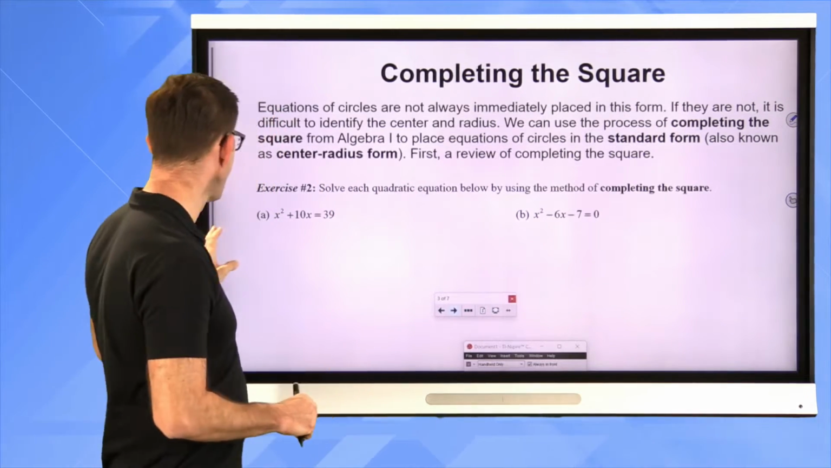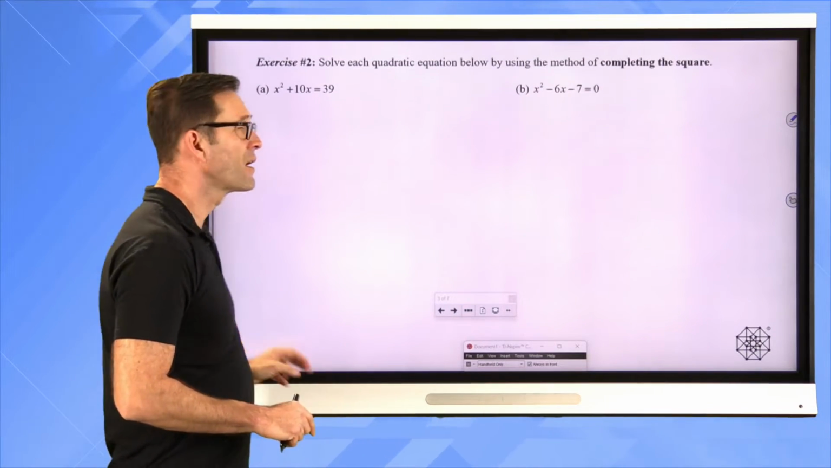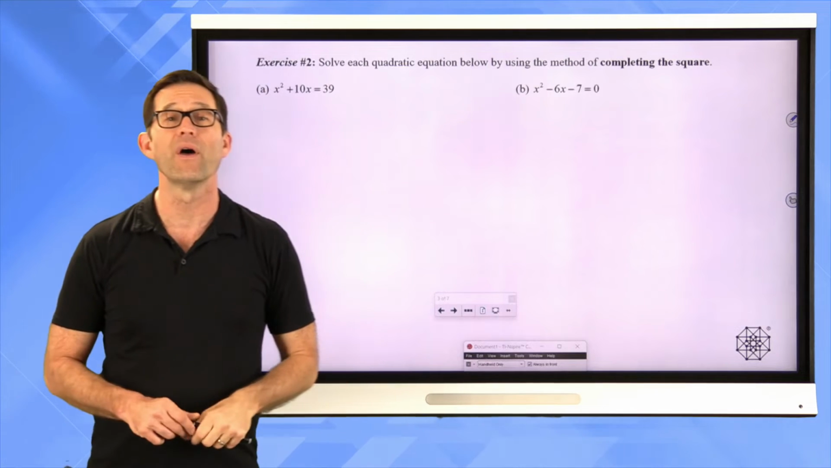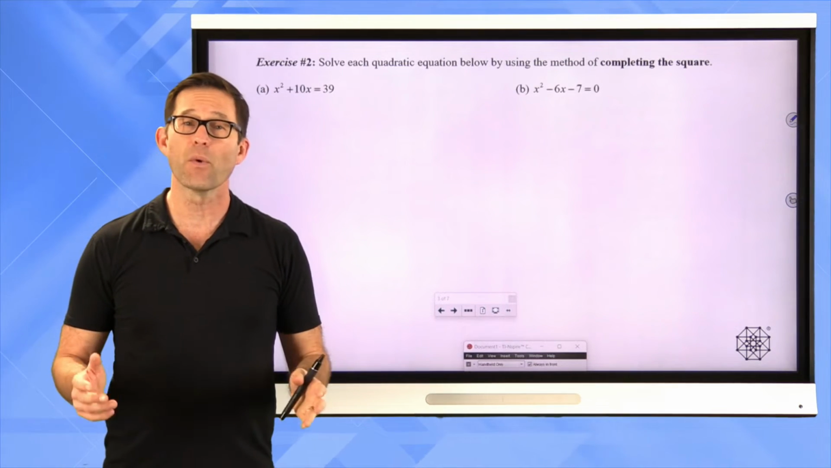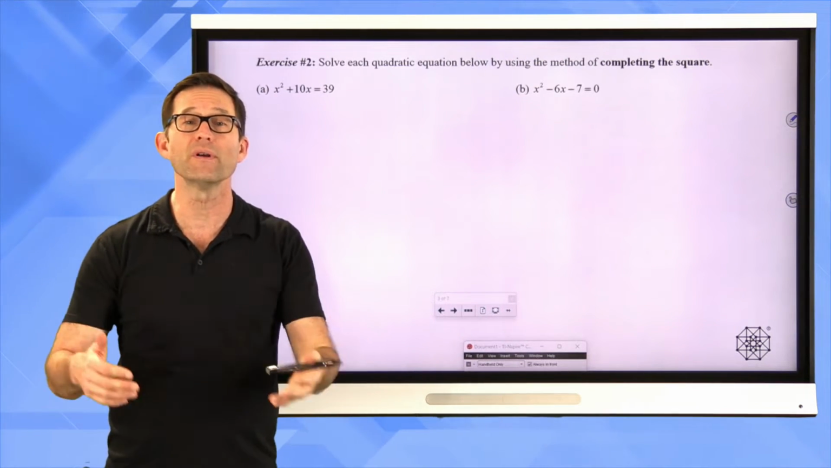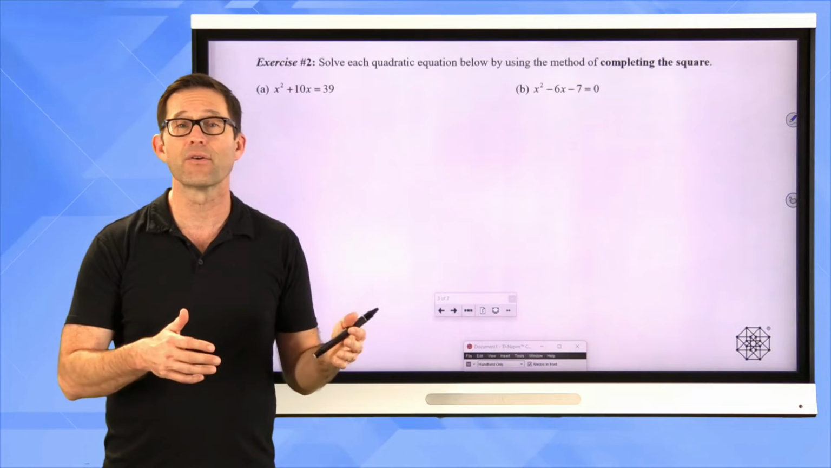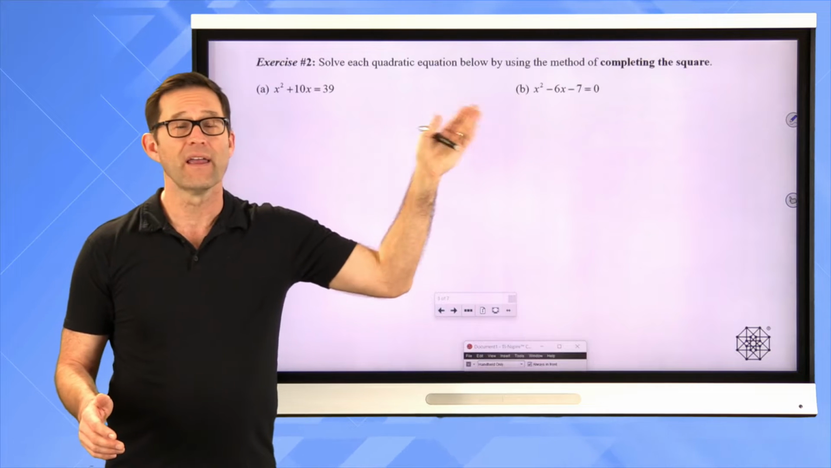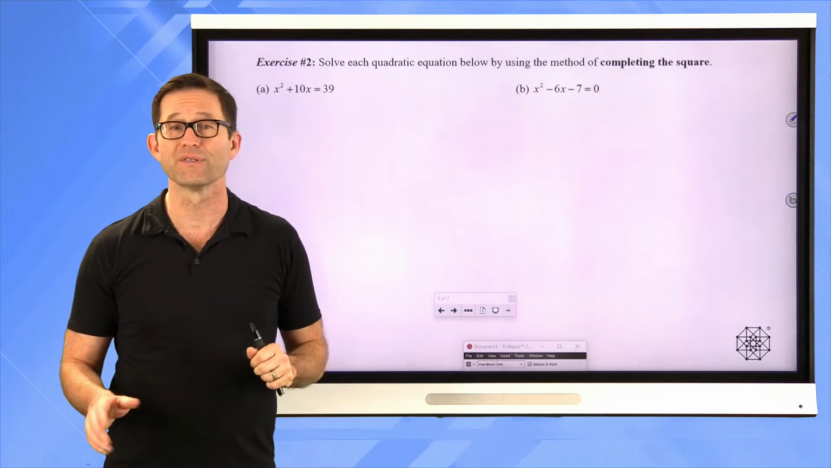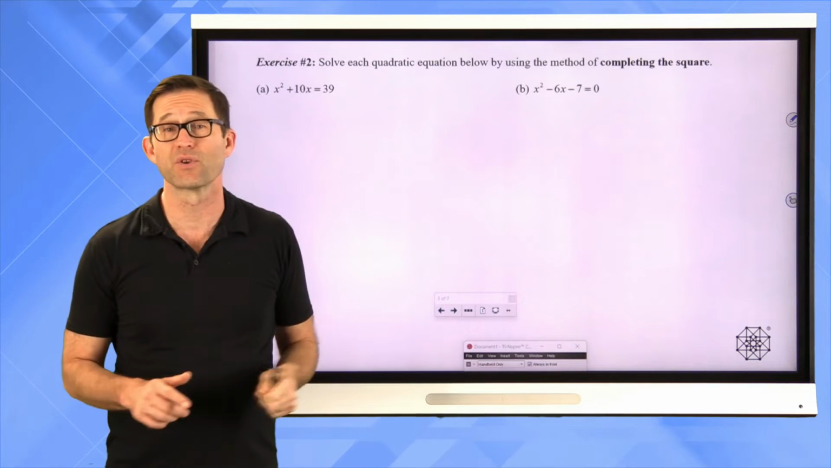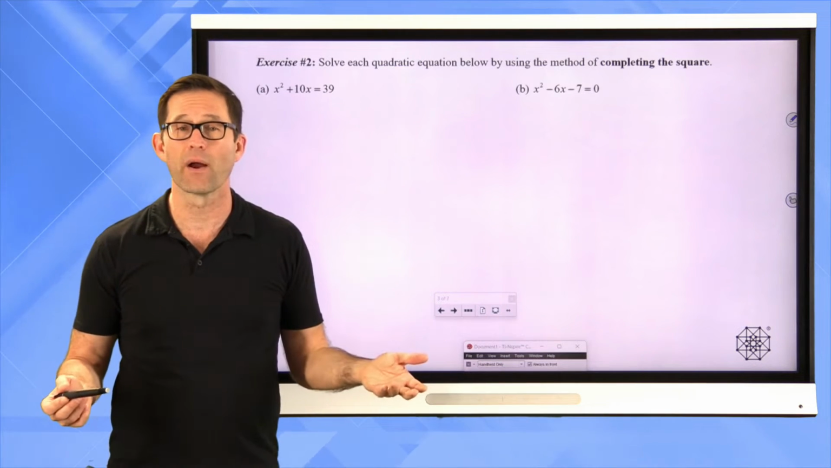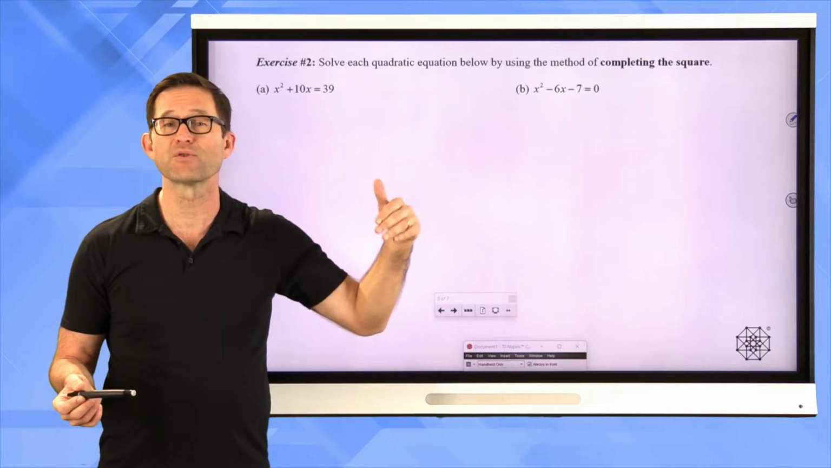So in Algebra 1, you should have spent a considerable amount of time solving quadratic equations by a method called completing the square. And that's what we're going to have to use in order to put circles in their standard or center-radius form. All right. Now what we're going to do here has nothing to do with putting circles in those forms or with circles whatsoever. But I wanted to review how we complete the square, right? Because those same steps we're going to be using.